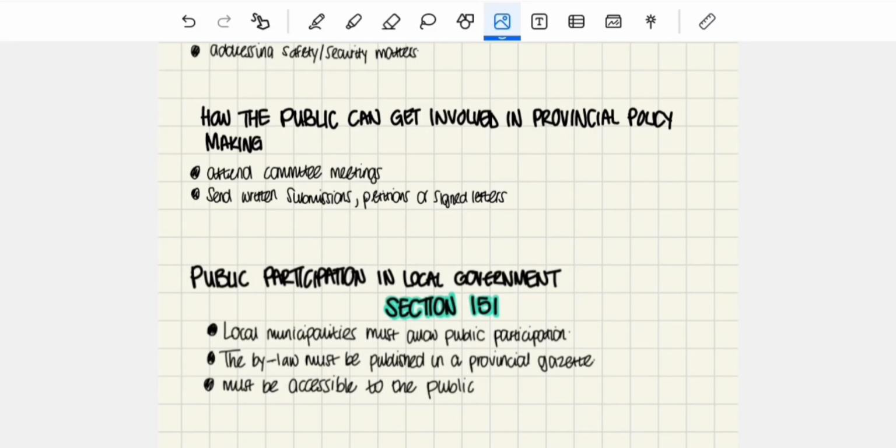The conditions are that all council members must be informed of the proposed law. The bylaw must be published in a provincial gazette and it must be accessible to the public, which falls under section 32, the right to information.